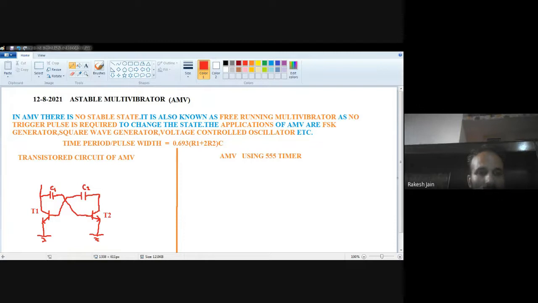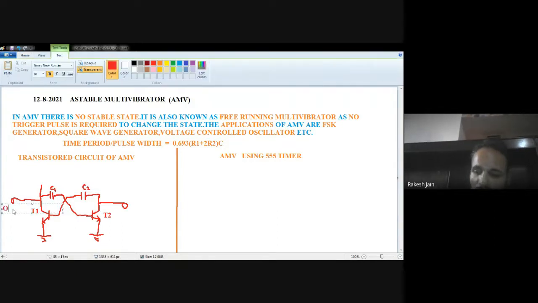Now the output will be taken from both the collectors. So the two outputs are taken from the collector of the first transistor and the collector of the second transistor. The first transistor output is known as output 1. So I just write down as an abbreviation OP1, that is output 1. From the second transistor collector we will take the output 2.